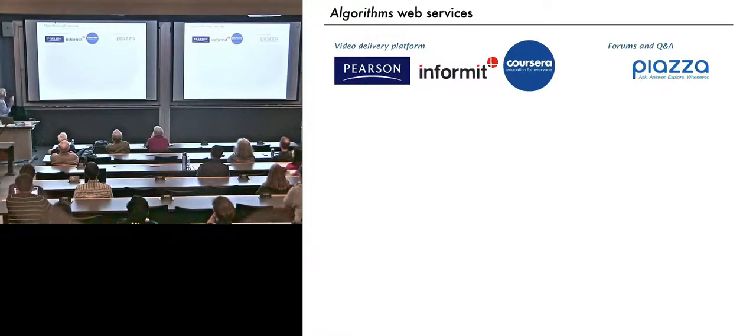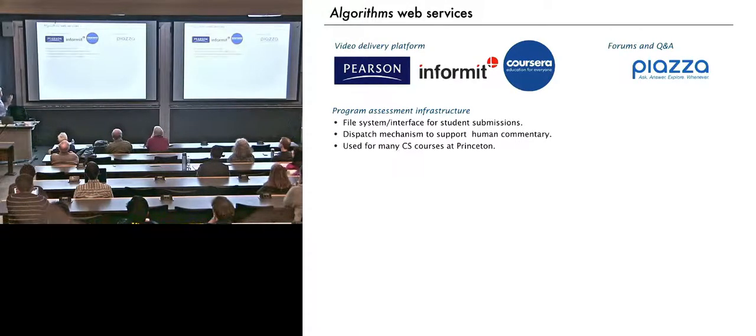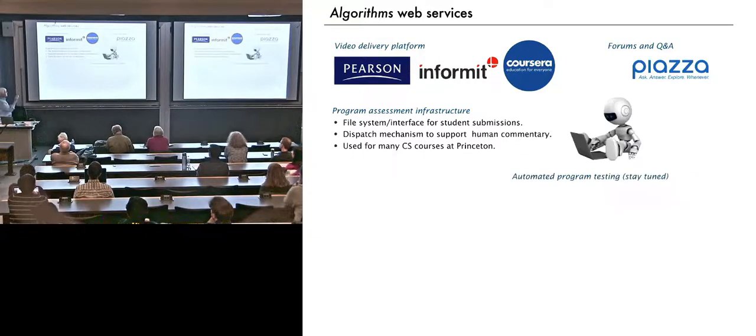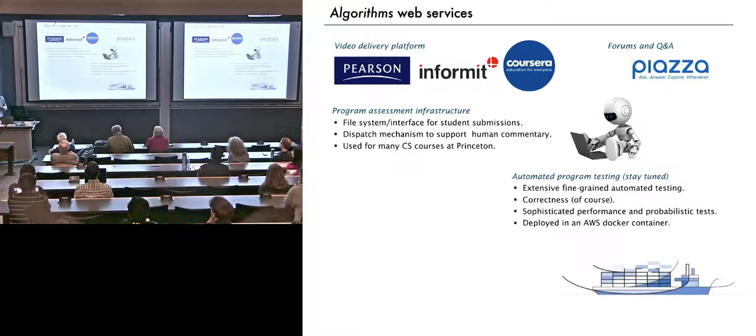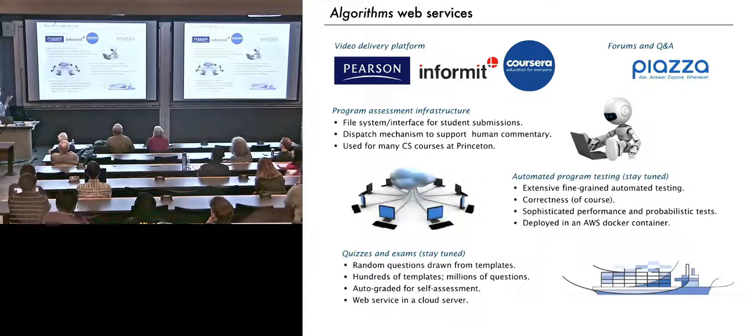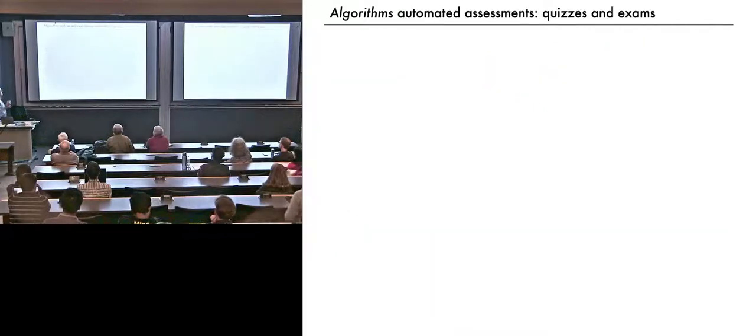And web services, I'll just quickly go through this. We have a program assessment infrastructure that allows us to provide individual comments on student programs, which we use for lots of courses at Princeton. We also do automated program testing, and I'll talk a little bit about that. It's very fine-grained. It does sophisticated performance tests, and it's packaged so that other people can use it, at least for the program examples that we assign. And then quizzes and exams can also be done on the web automatically as part of the web services associated with the algorithms. I'll give a couple of examples of that.